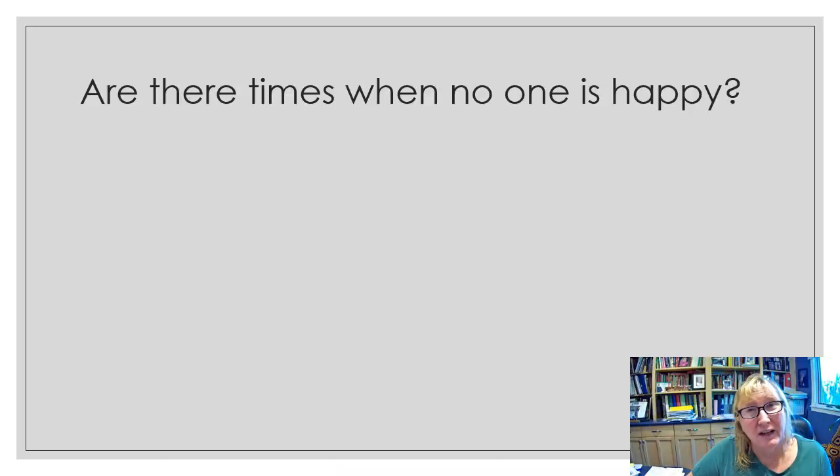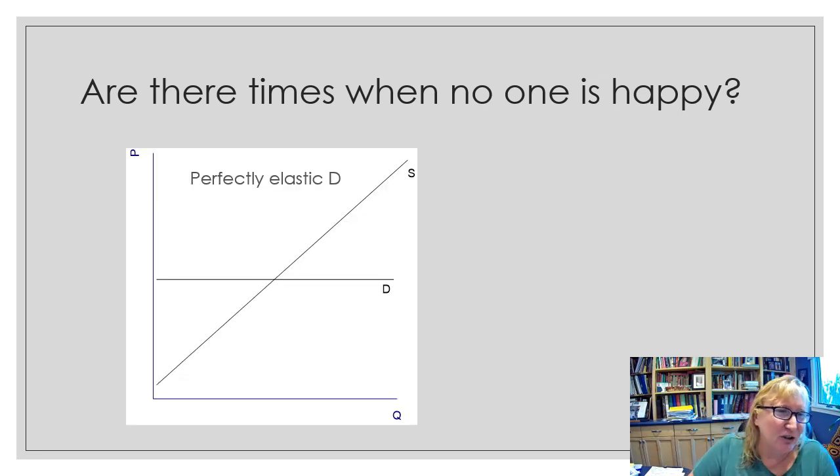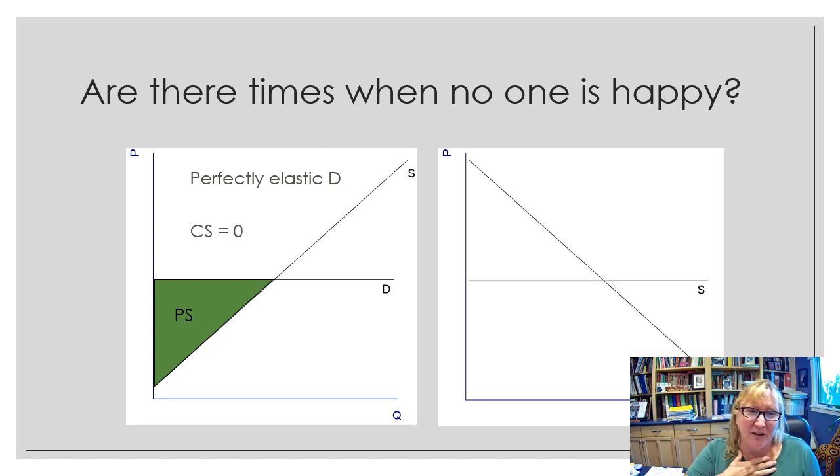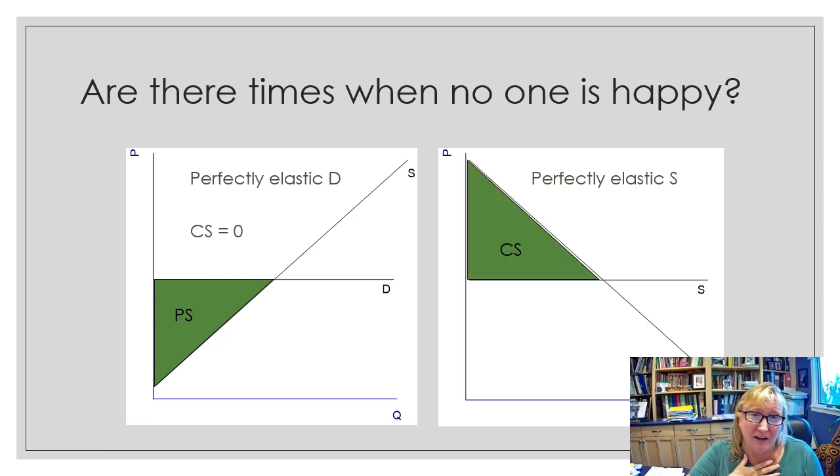Now, sadly, there are times when no one is happy. You can read the slide too, right? So when we have perfectly elastic demand, you will notice that there is producer surplus and no consumer surplus. And the other scenario is when we have perfectly elastic supply. But I have to tell you that mathematically, I can prove to you that perfectly elastic supply should exist. However, we do not have any actual examples in business of perfectly elastic supply because, let's face it, if it wasn't making you happy, why would you do it?